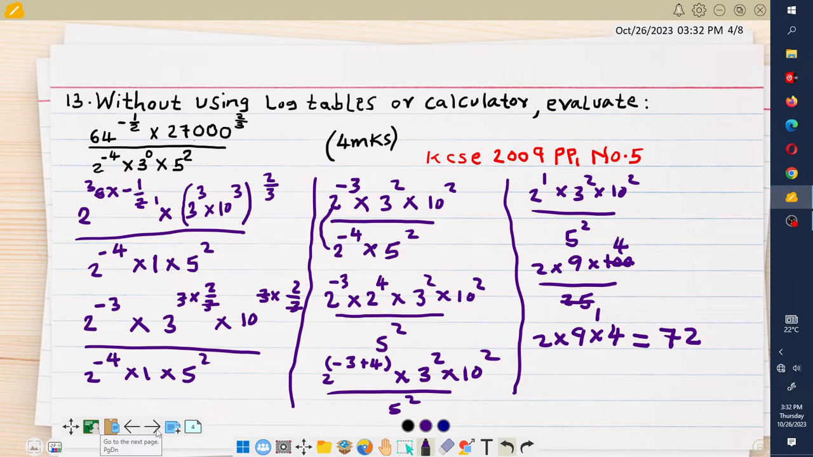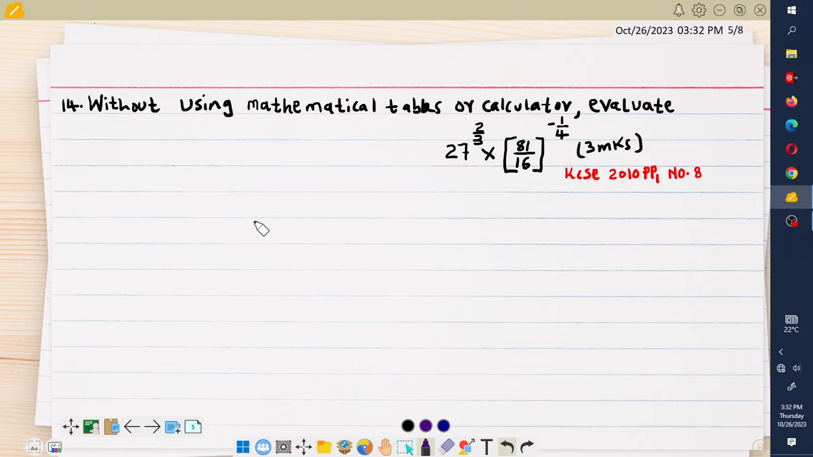Then we look at our example number 14, which is also a past case question done in 2010 paper 1, question number 8. So it reads, without using mathematical tables or calculator, evaluate 27 to the power of 2 over 3 times (81 over 16) to the power of -1/4. So this is the same as saying we are going to find the factors of the numbers that we have.